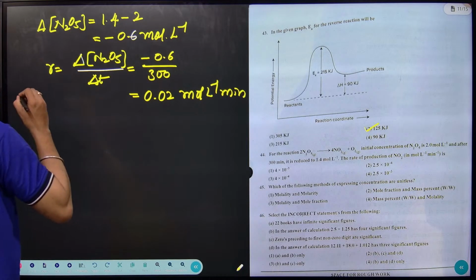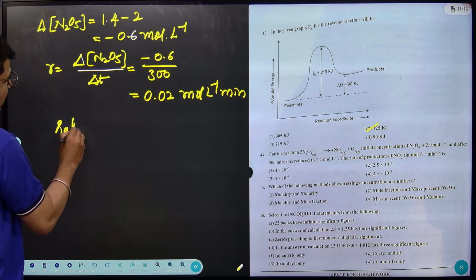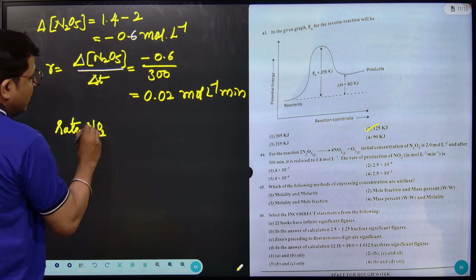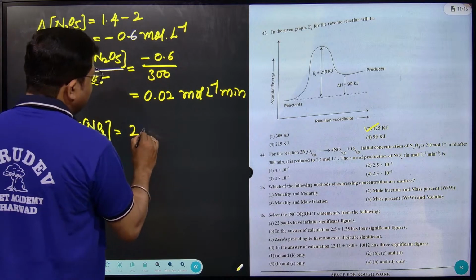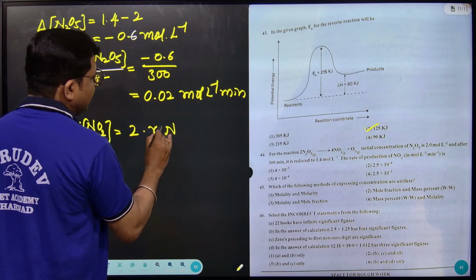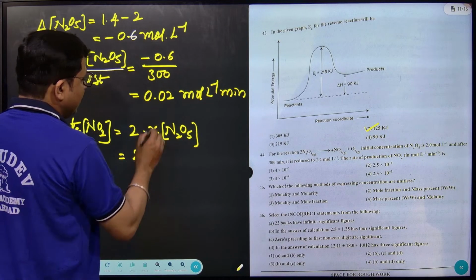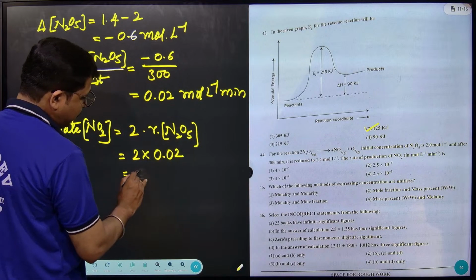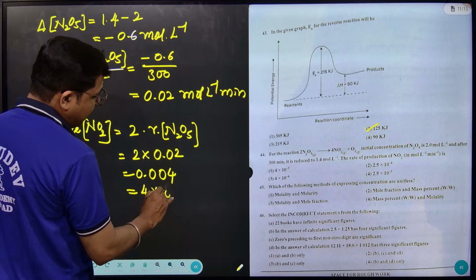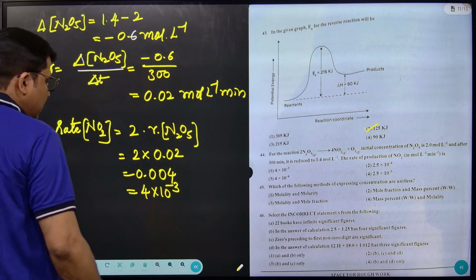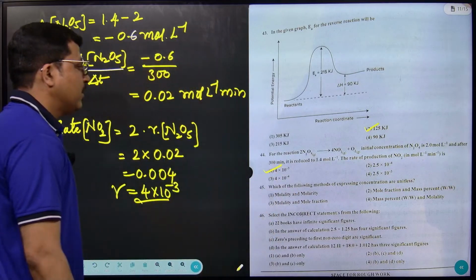Now what we have to do? The rate of NO2 concentration is equal to 2 into the rate of N2O5, that becomes 2 into 0.02, which is equal to 0.004. This becomes 4 into 10 to the power minus 3. 4 into 10 to the power minus 3 is the answer. The right option is option number 1 for the 44th question.